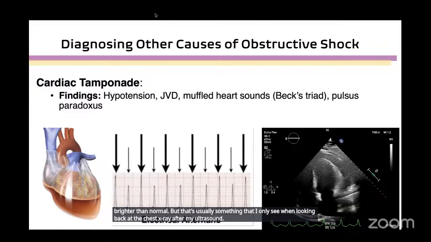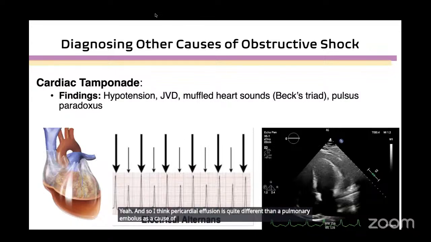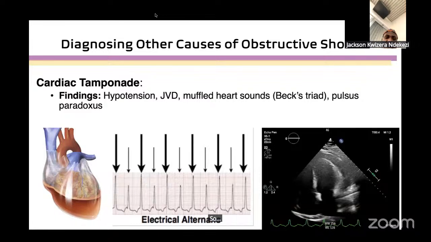Yeah, and so I think pericardial effusion is quite different than a pulmonary embolus as a cause of obstructive shock. So those two chest X-rays might look quite different. So with that, let's see the other causes of obstructive shock.